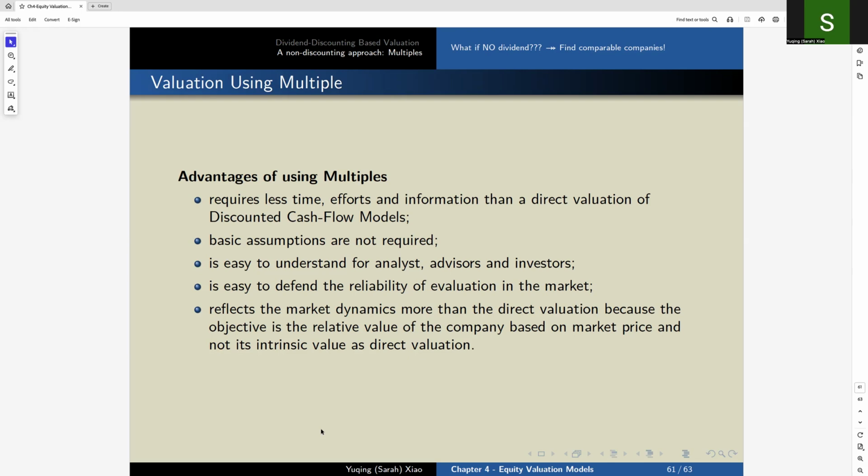Second, multiples are easy to understand and communicate. If you tell an investor that a stock trades at 15 times earnings, that's immediately meaningful. Third, multiples are easy to defend. If the whole industry trades around a certain PE, it makes sense to use that as a reference. And finally, multiples reflect market dynamics. Because they are based on actual market prices, they capture the current sentiment and conditions in the industry.